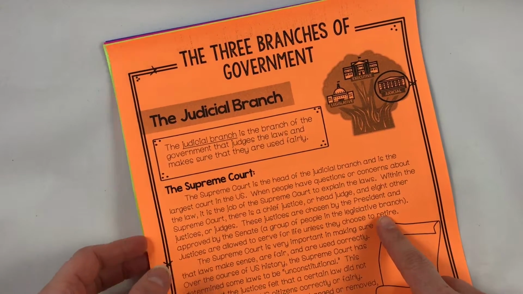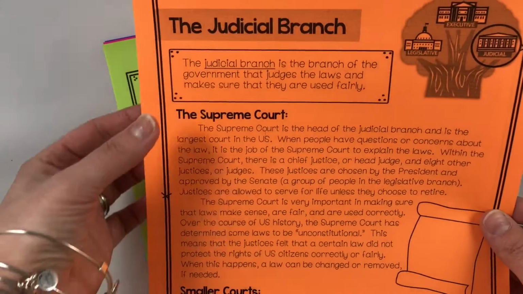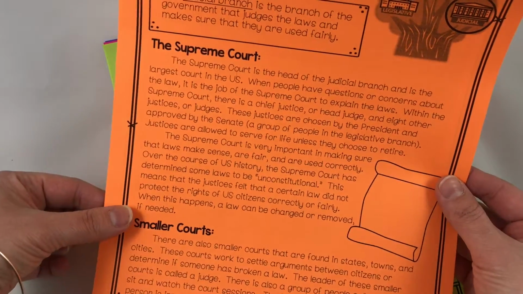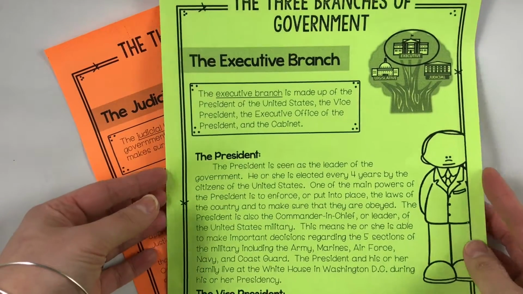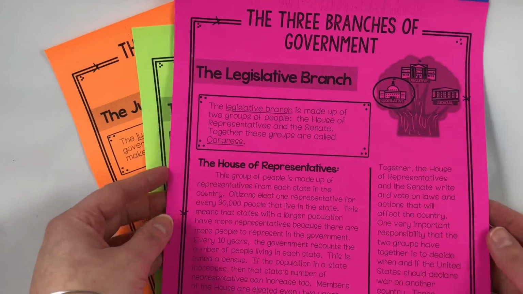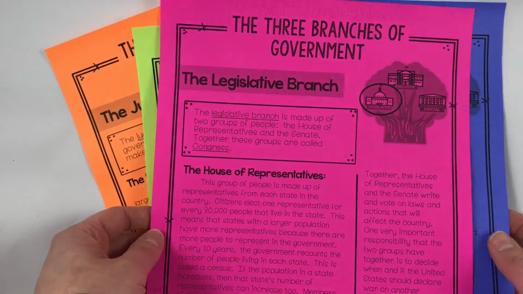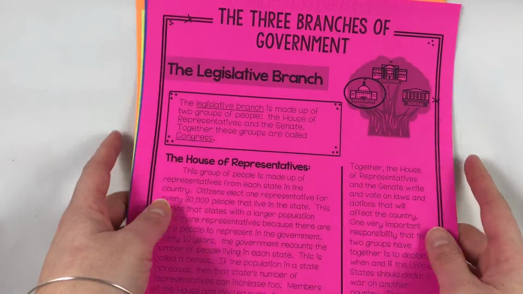So like I said, there's an article for each branch of government. It breaks it down into the different sections of each branch and gives a little overview. Same with the executive branch. And I just like copying them on different colors. It makes it real easy for students to see and grab the right one. And then also for the legislative branch. So you have 3 articles.